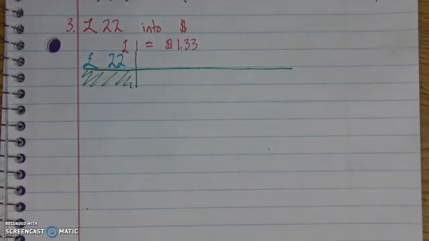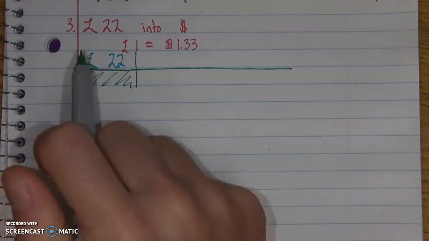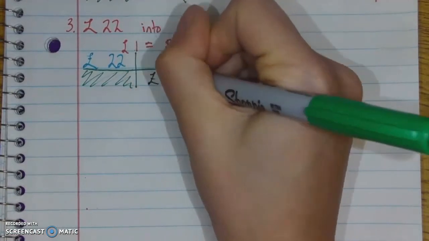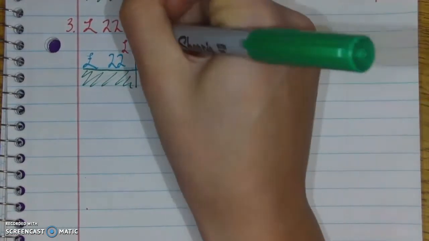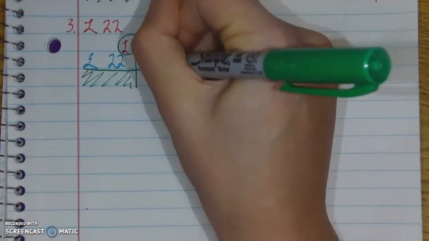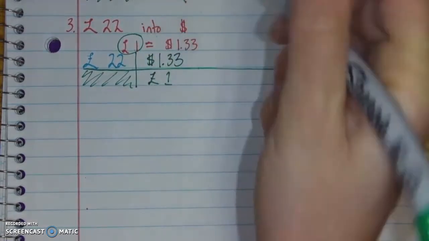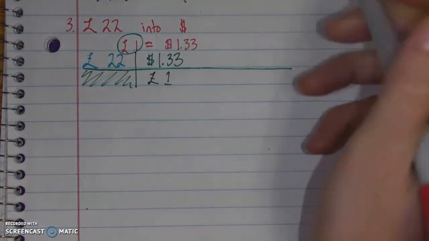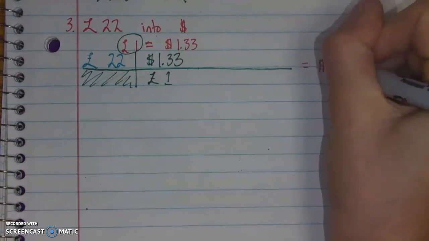Now here I want to cancel out my pound sign, that L, and so I will write that along the bottom, and that will be that 1 pound right here. And across the top I'm going to do $1.33, because that's what I'm converting it into. And remember that overall, I'm trying to get an answer in dollars.